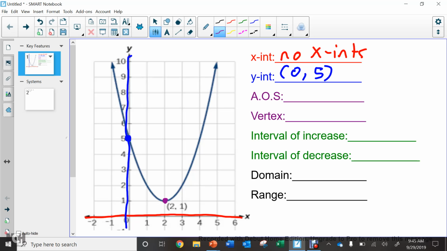So we know our axis of symmetry is at x equals 2, because it's just the x-coordinate of my vertex. Well, the vertex is that point (2, 1).